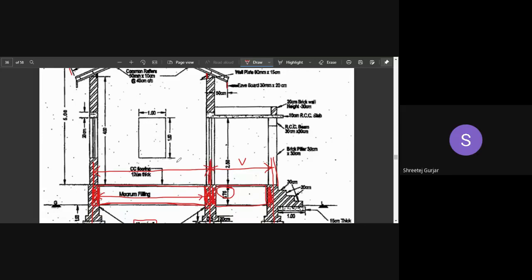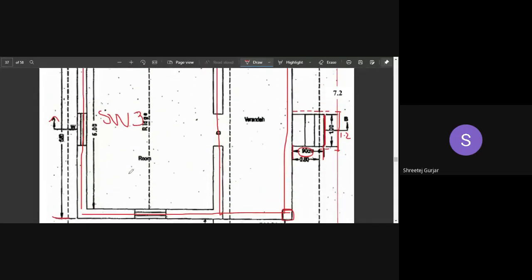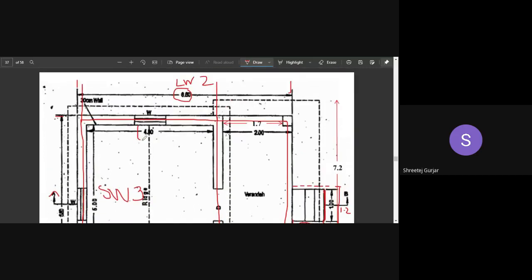So first you need to calculate the center line. The center line length of this: the room is how much? 4 meters. So the center line will be from here to here. So you need to add 0.3, right? It will be 4.3. Then 4.3 minus 0.4. That is how you get your length.